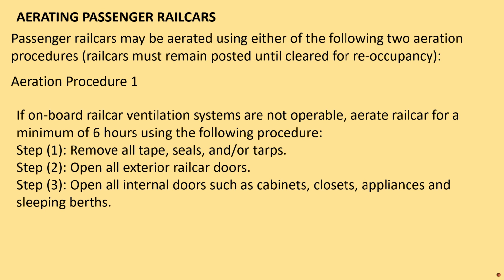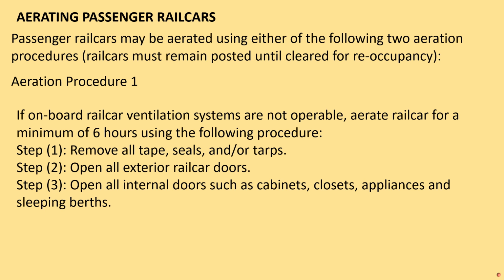Aerating passenger rail cars. Passenger rail cars may be aerated using either of the following two aeration procedures. Rail cars must remain posted until cleared for reoccupancy. Aeration Procedure 1. If onboard railcar ventilation systems are not operable, aerate the railcar for a minimum of 6 hours using the following procedure. Step 1.